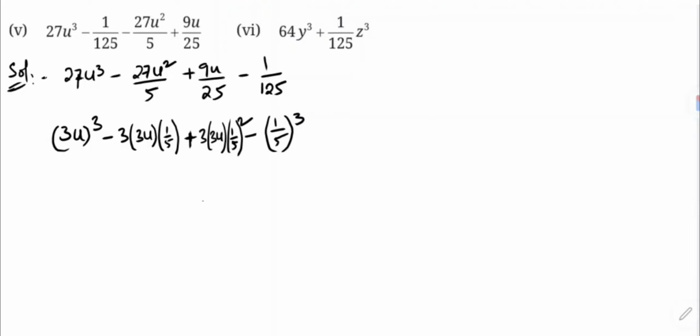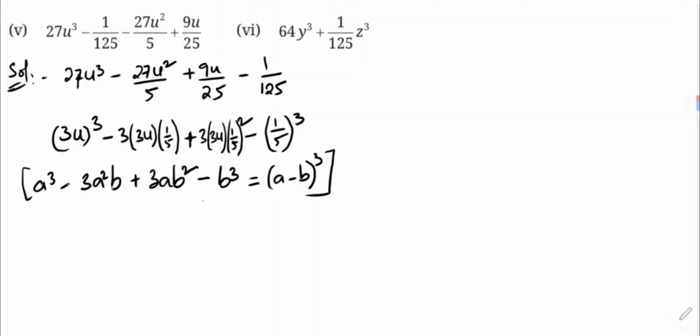Okay, so we got this in the form of, let us write the identity, a cube minus 3a square b plus 3ab square minus b cube, which is equals to a minus b whole cube. Okay, so this is the identity. So in place of a we got 3u, in place of b we got 1 upon 5 whole cube.